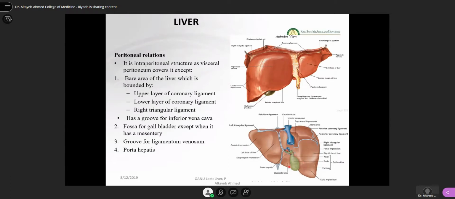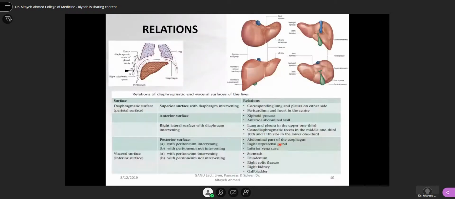There is also this area, which is the gallbladder fossa, though it is devoid of peritoneum most of the time, but sometimes it may have a mesentery, and in that case, it will be intraperitoneal. We have this groove for ligamentum venosum. It's also devoid of peritoneum.